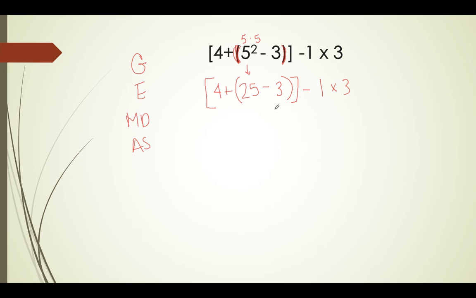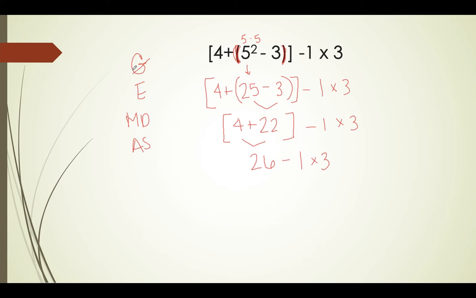So if you check this out, I still have grouping symbols inside my grouping symbols, which means I need to do 25 minus 3 first. And 25 minus 3 is 22. So now I'm done with what's inside my parentheses. So those are going to disappear, and I'm going to bring down my brackets of 4 plus 22 minus 1 times 3. As you can see, I'm still not done with my grouping symbols because now I have to do 4 plus 22. And 4 plus 22 is 26. Then I'm going to bring down the minus 1 times 3.